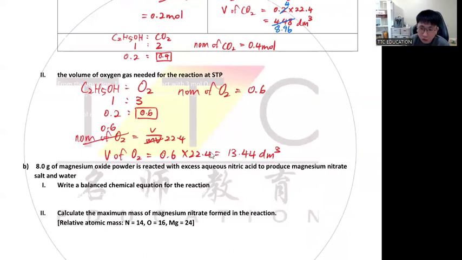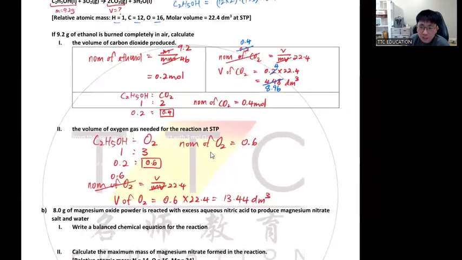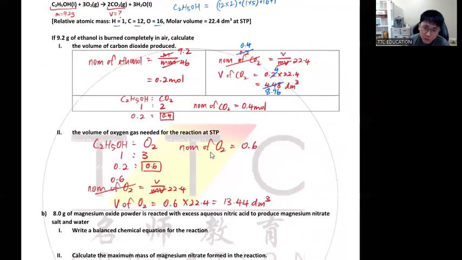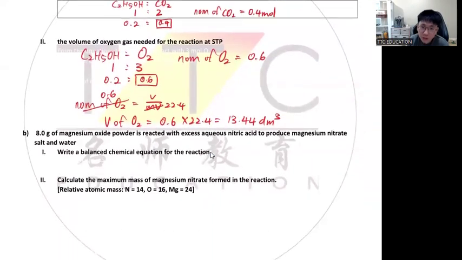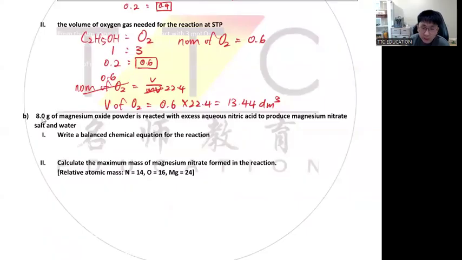Okay, all good. So this is where they give you the equation. If they never give you the equation, it will be something like this. 8 grams of magnesium oxide powder react with excess aqueous nitric acid to produce magnesium nitrate salt and water. Guys, write a balanced equation. This one you must memorize from my chemistry card. Remember, I gave you all the chemistry card before? If you don't have, never mind, the notes inside also got the table.